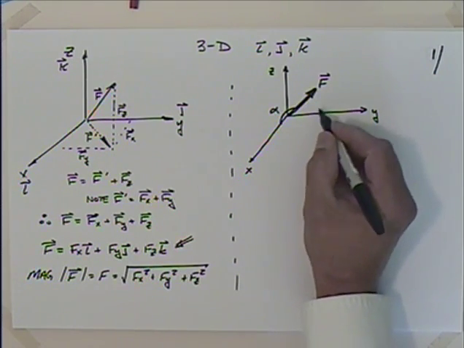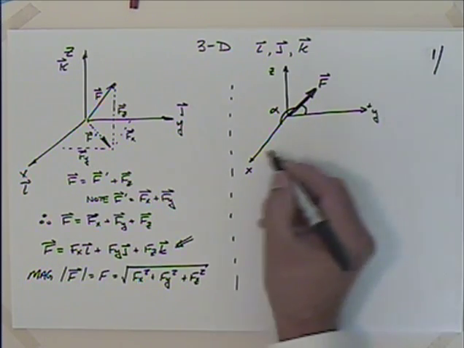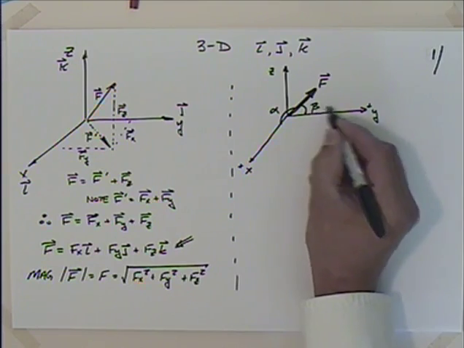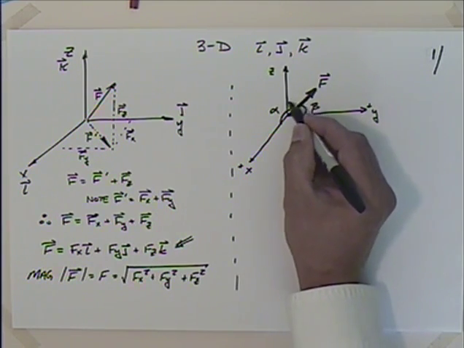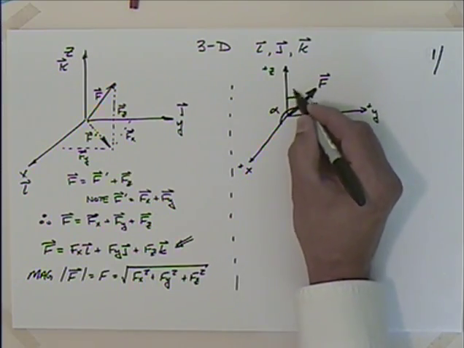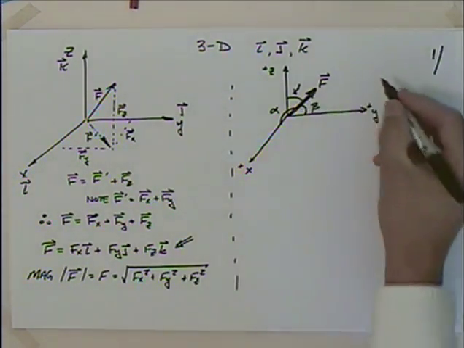Talk about the angle here between the tail of the vector and the positive y-axis. So these are the positive directions. So this would be beta. And then the angle between the tail of the vector and the positive z-axis, that would be gamma. Okay, so a little bit hard to see that gamma.